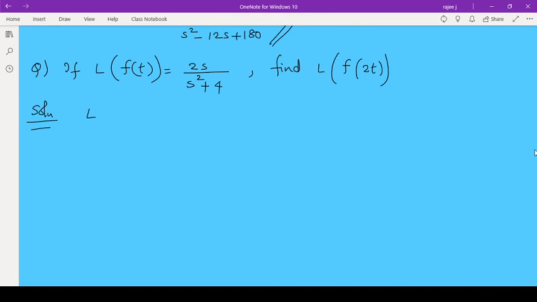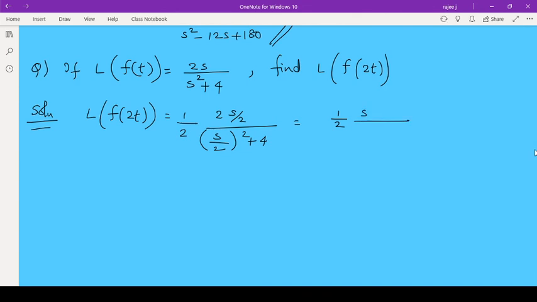L of f of t is given. We need to get L of f of 2t. So as we told, all s will be replaced by s by 2 upon s by 2 the whole square plus 4, and this will be multiplied by 1 by a, meaning 1 by 2. So it is s and 2 gets cancelled. So it is 1 by 2 here, s upon s square by 4 plus 4, and on simplification you will get it as 2s divided by s square plus 16.